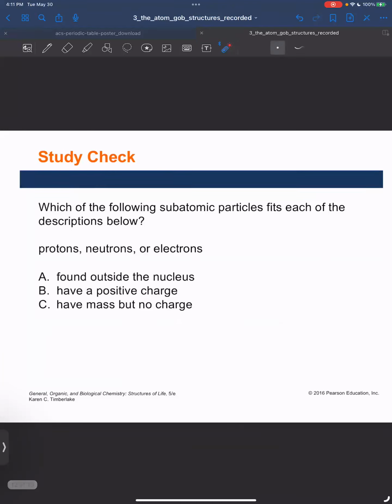So go ahead, pause the video, try the study check on your own, and then come back and check your work with me. Which of the following subatomic particles fits each of the descriptions below? Which one is found outside the nucleus? Good, hopefully you said electrons, so let's abbreviate that little e with a negative superscript. What has a positive charge? Excellent, that would be protons. And what has a mass but no charge? Very good, those are neutrons.